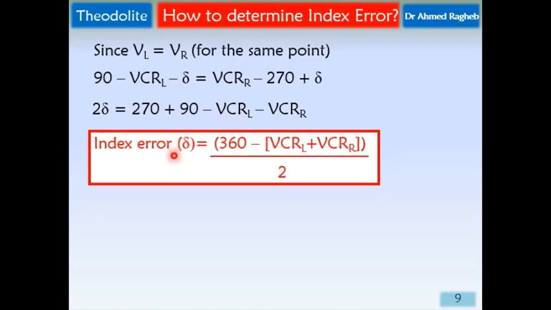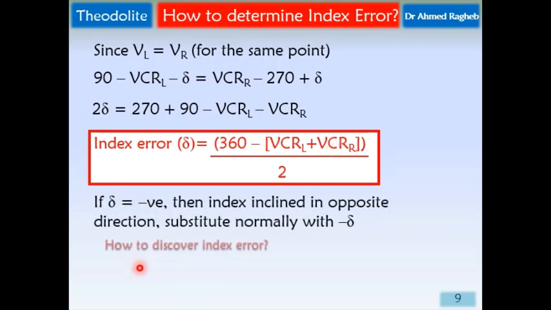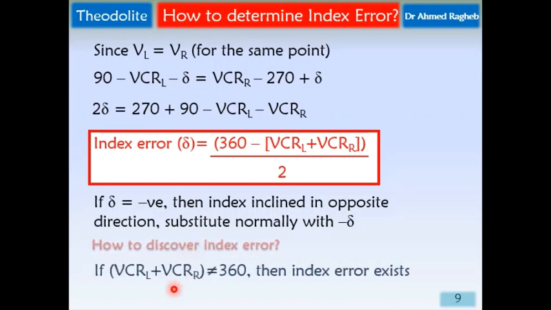That is how to calculate the index error and how to obtain the correct vertical angle if we have an index error. The problem still remaining is how to discover if we have an index error or not. Simply, this can be answered through the equation. When is the index error off, when is delta equal to 0? If VCR left plus VCR right equals 360 degrees, then this is what you need to do in order to know if there is an index error in the theodolite or not. Fix the horizontality, fix the plumbing, target any point. If the vertical circle reading from face left plus the vertical circle reading from face right equals 360 degrees, then the index error equals 0.